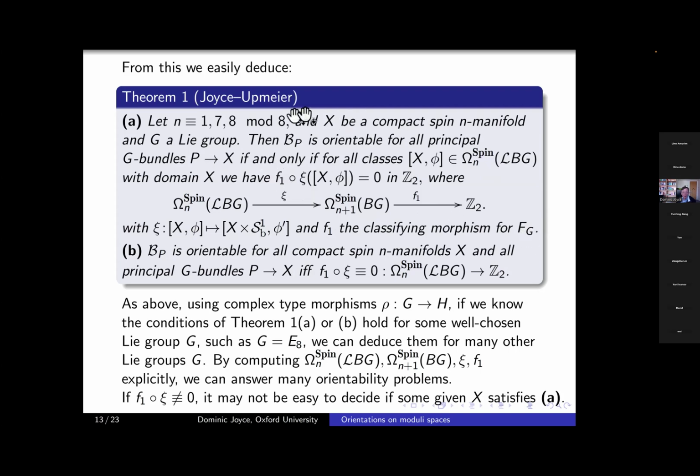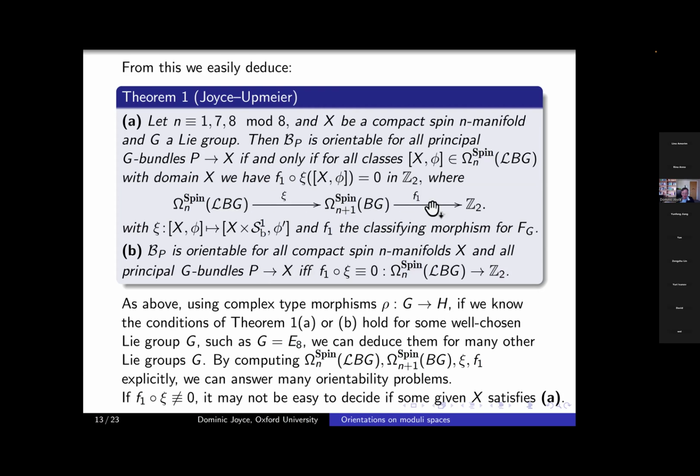Okay, and if you think about this for all manifolds X, we see that BP is orientable for all manifolds X and for all principal G bundles P, if and only if this composition F1 of Xi is 0 as a morphism from the spin bordism group of BLBG into Z2. So if we can compute these groups and the Xi morphism, the F1 morphism, we can know a lot about orientability. If we know that the condition holds for some well-chosen Lie group, such as G is E8, we can then deduce it for any other Lie group G by this complex type morphism trick. Okay, so then we compute the groups and the morphisms explicitly. We can then answer many orientability problems.